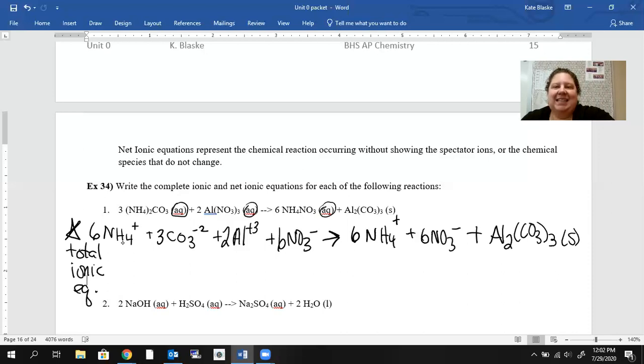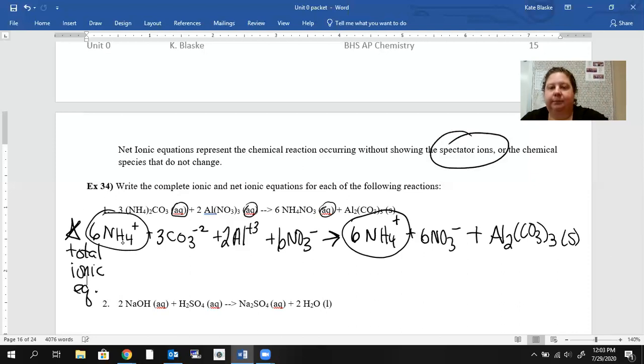If we want a net ionic equation, we need to look at all of this and see what did not change from the reactant side to the product side. I can see here's 6 ammonium ions, and here's 6 ammonium ions. That didn't change from the reactant side to the product side. We call that a spectator ion. So since it didn't change, we can drop it out of our equation.